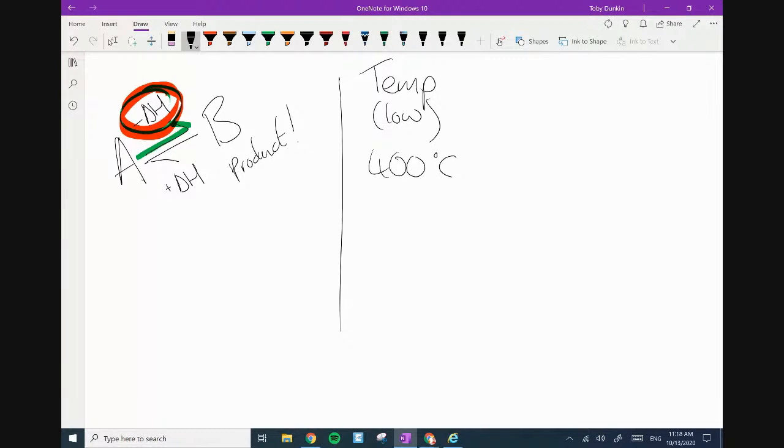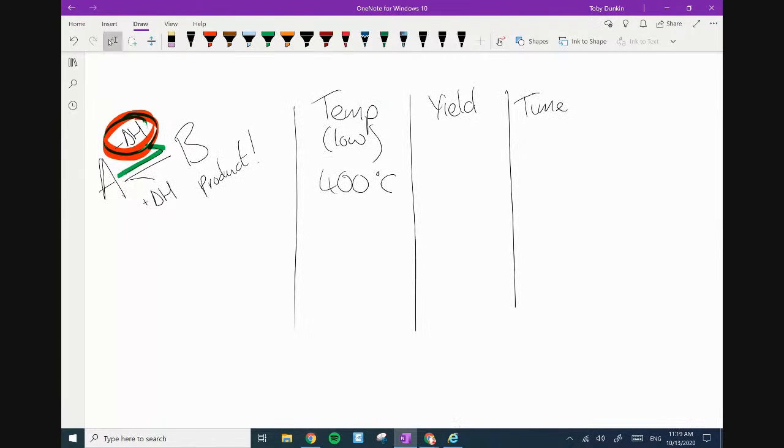And what we're now going to do is look at the yield of this reaction, and then look at the time it took to make it. So at 400 degrees Celsius, the yield is 10%. That is really bad. Like uber bad. But the time to make it was 30 minutes. It was really quick.